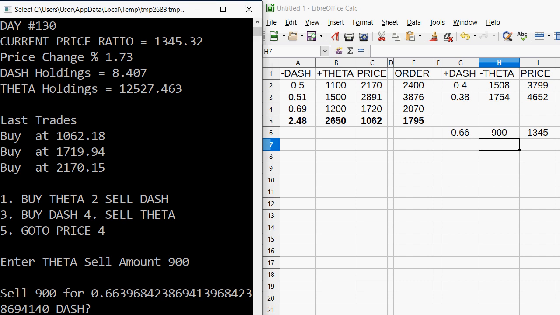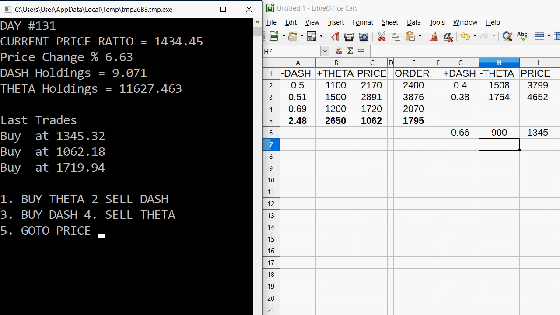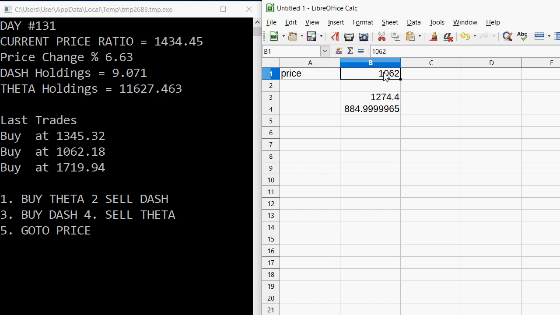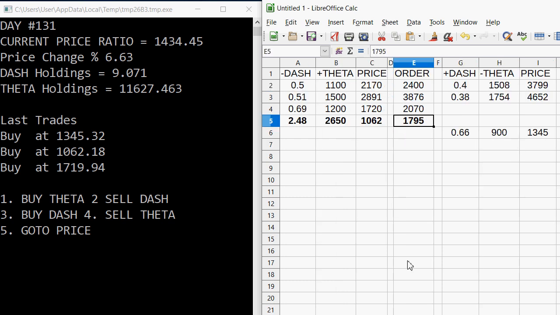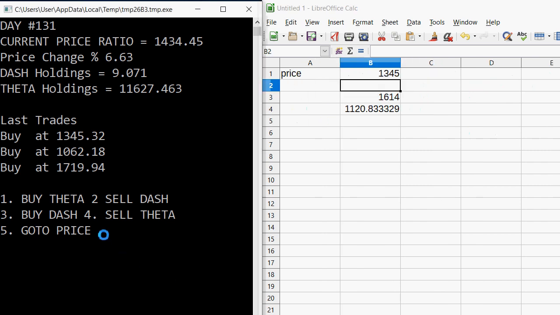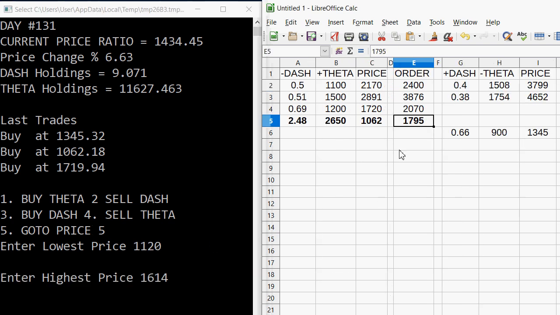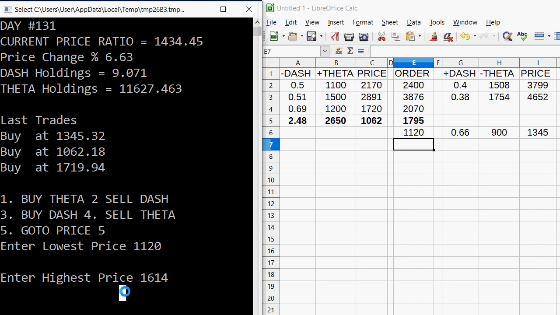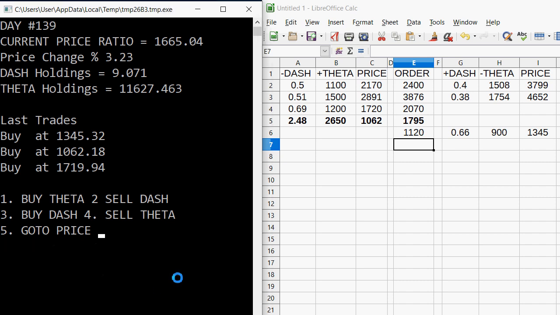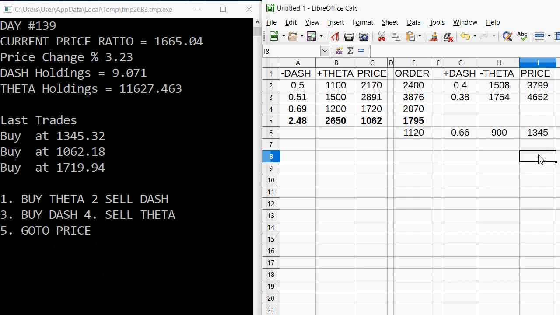And let's go from there. And on 1345, that gives us 1120 and 1614. And the 1614 does not coincide with that number. So let's go to price of either one. And put the 1120 here. And day 131 goes to day 139 up to the 1665 number. So let's put another short-term sell order in.